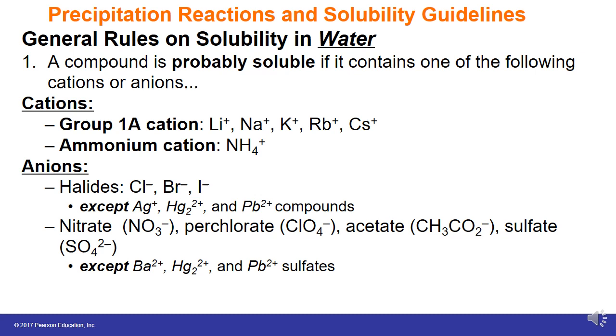So what this means is that these ions are soluble in water, regardless of who they are bound with in a compound. These anions are considered soluble except when they're found in compounds like this. So let's say silver chloride is not soluble. Mercury 2 bromide is not soluble. Okay, these other anions are soluble except when they're found in compounds containing those cations.